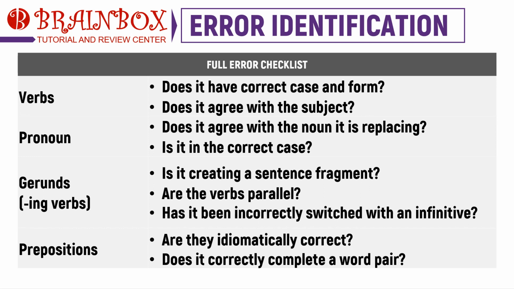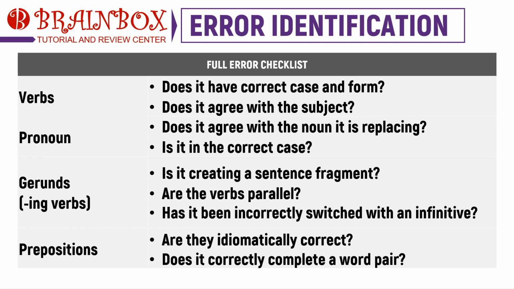For verbs, check if the word or words used have the correct case and form. Evaluate if it also agrees with the subject of the sentence. In checking the pronouns, look if it agrees with the noun it is replacing, and if it is in the correct case. For the ing verbs called gerunds, complete the checklist guide by initially checking if the sentence is creating a sentence fragment, if there are parallel verbs, and if the gerund was incorrectly switched with an infinitive.